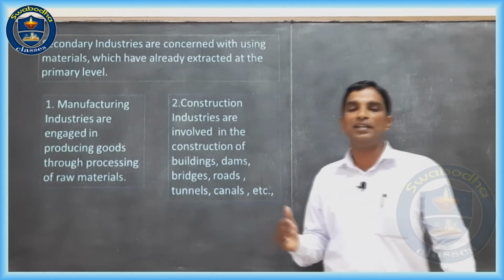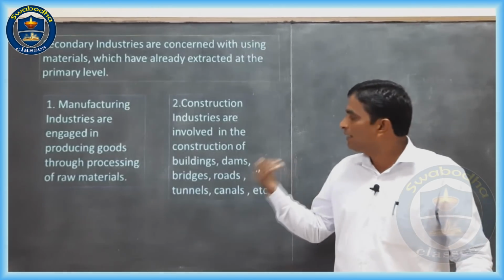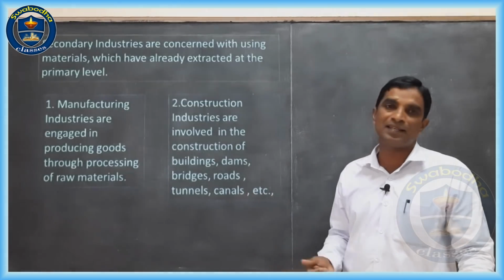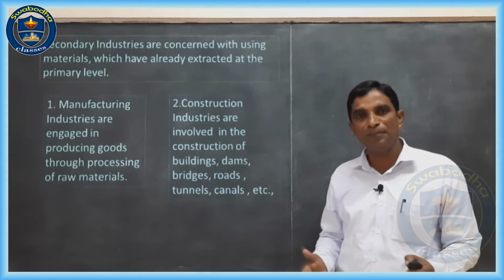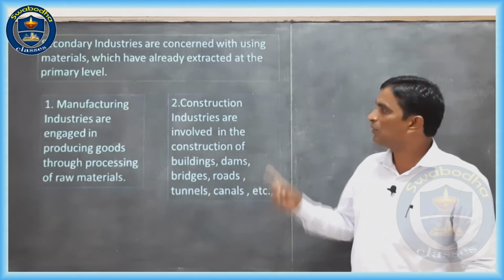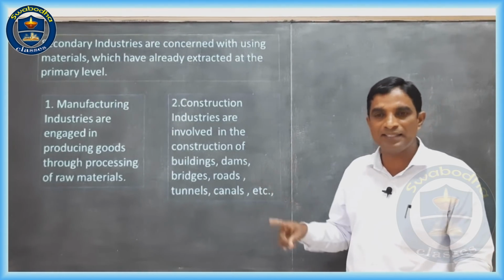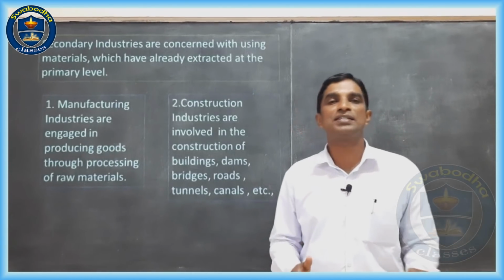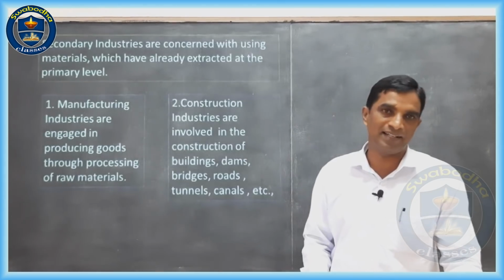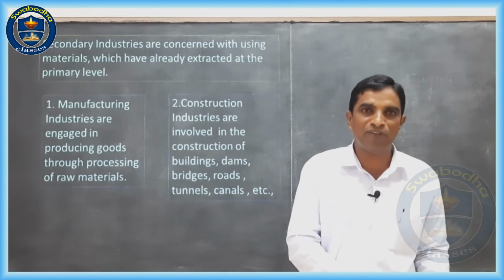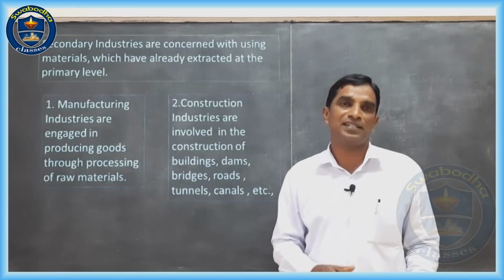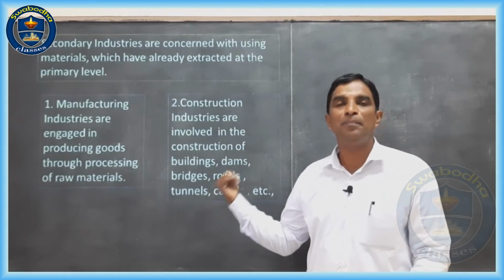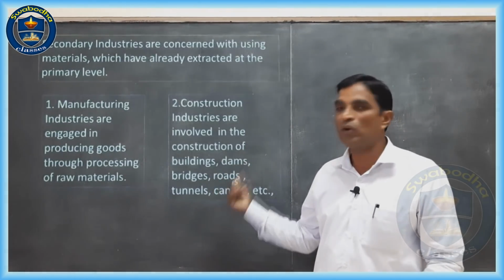Construction industries are involved in the construction of dams, bridges, buildings, roads, tunnels and canals. So construction industries are industries which are involved in construction of buildings, dams, bridges, canals, tunnels, etc. Remember, two types are there, one side manufacturing, another side construction. So for example, here you can only write constructing of buildings, constructing of roads.